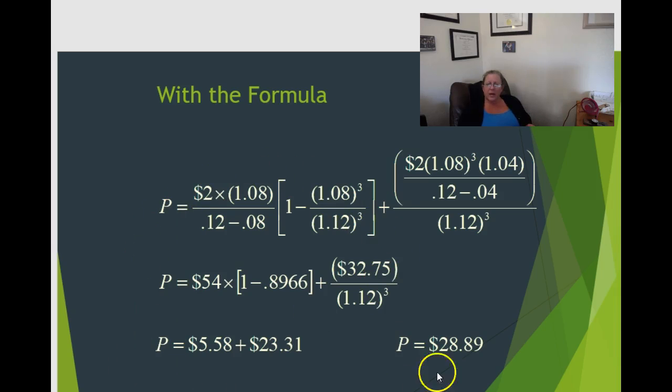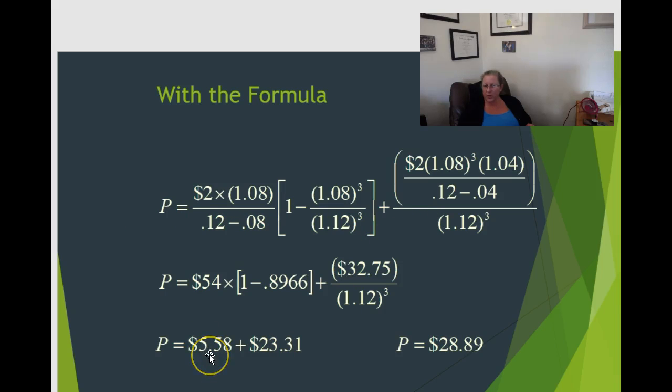So this is the formula for calculating that. And instead of going through the formula, which I think you can do, I'm going to show you that the answer here is $28.89. Okay, they first calculated the future dividends for the foreseeable future.